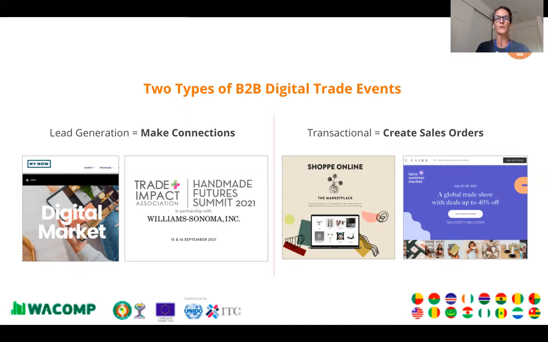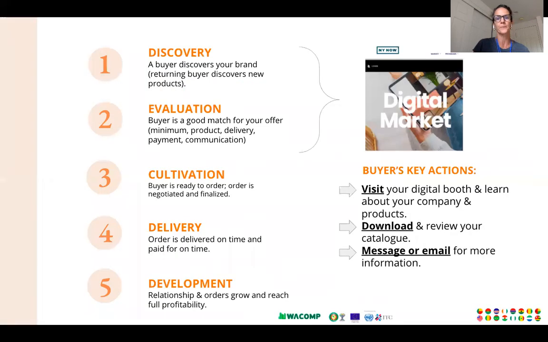The other type of trade event is a transactional trade event. That's where you'd actually be able to write orders through the trade show. The West Africa Connect event in November of 2022 is going to be a lead generation event. It's going to allow you to make connections.